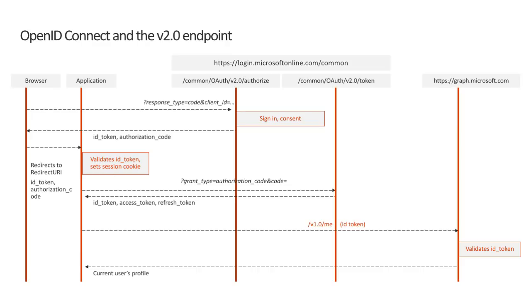Then it's going to call the token endpoint, passing in the code that came back from the authorize endpoint and request an access token, where it's going to get the access token, the refresh token, and an ID token. Then it's going to issue another request to the Microsoft Graph. Now it's not going to need to validate the ID token that's obtained for the Graph endpoint. The Graph endpoint is going to perform its own validation, so I don't have to worry about that.